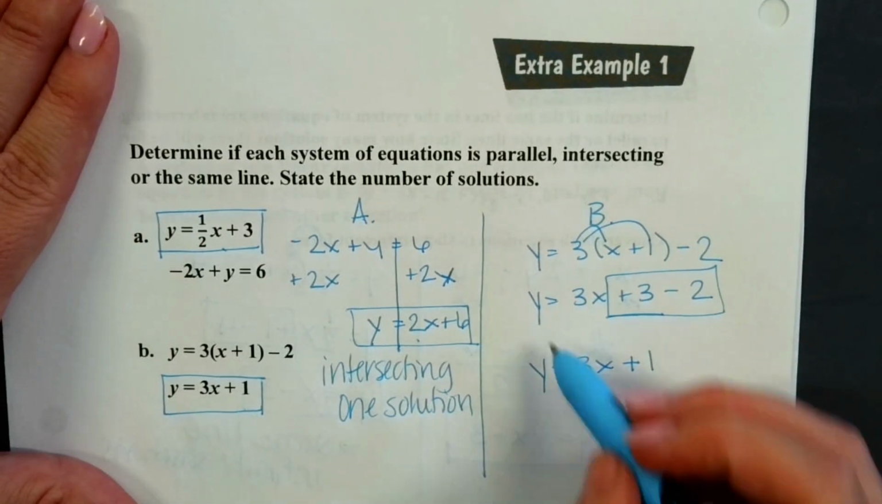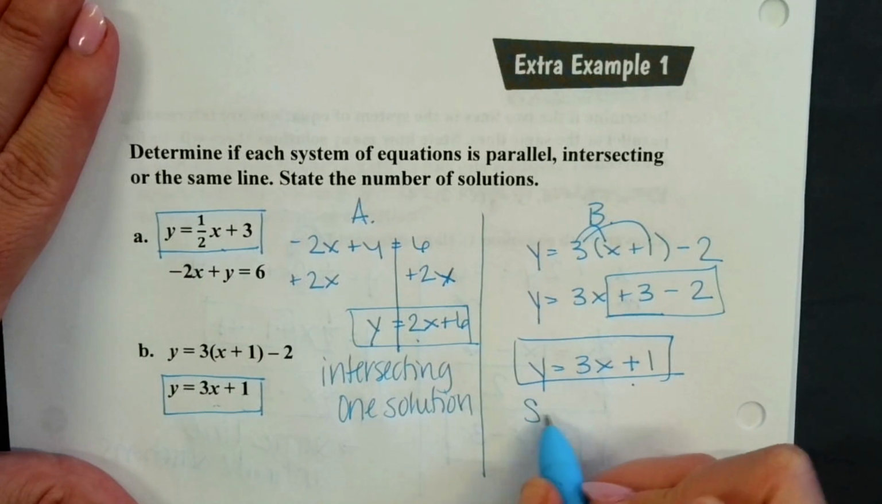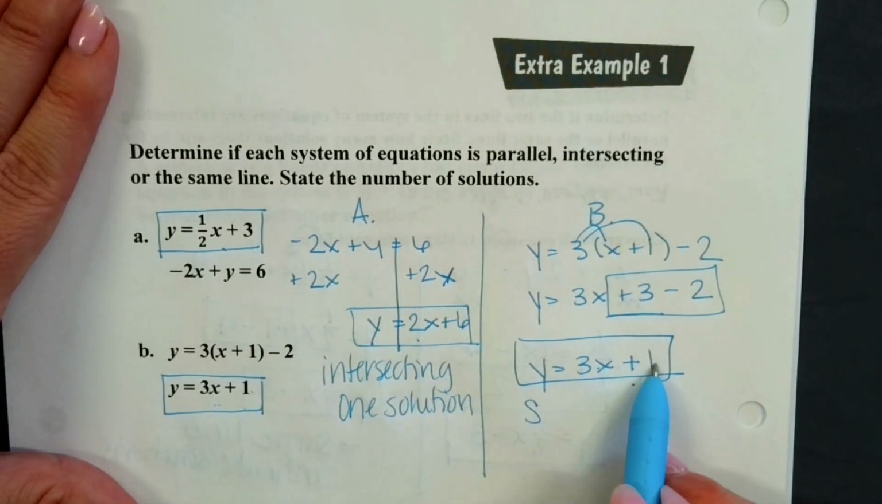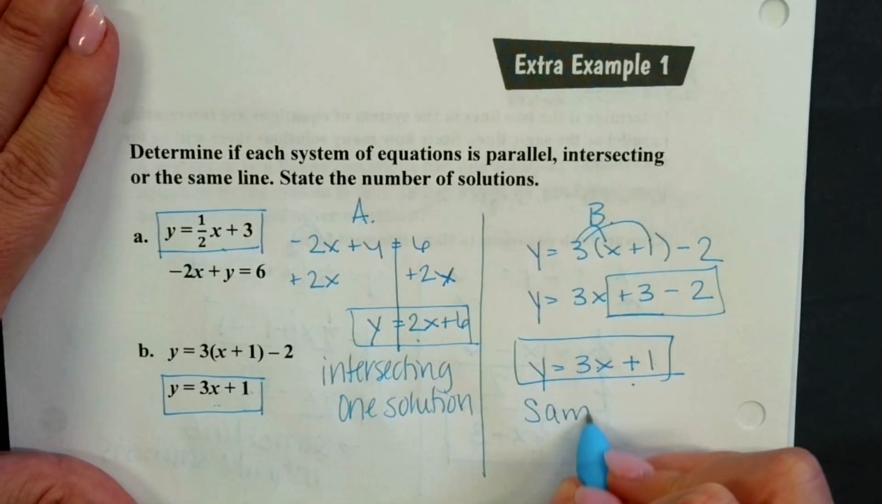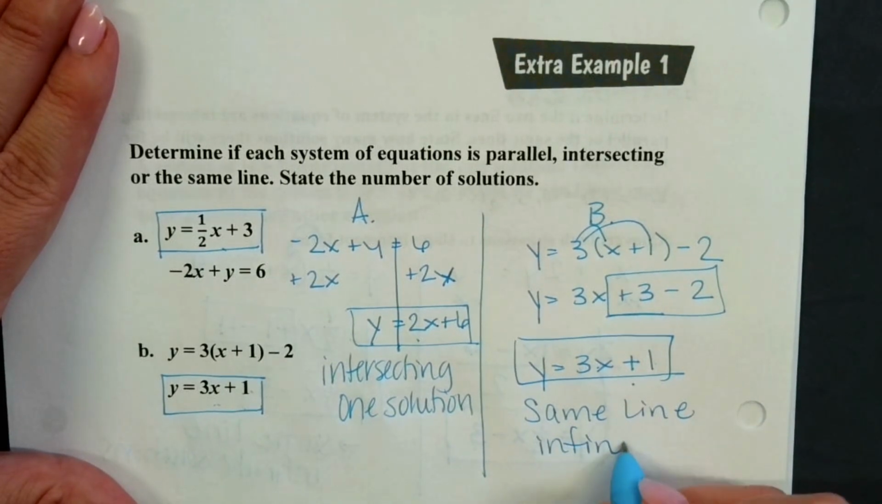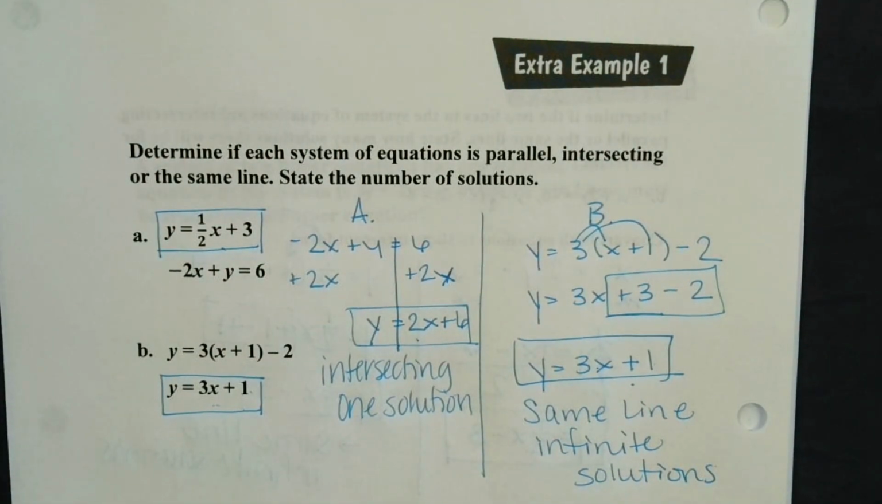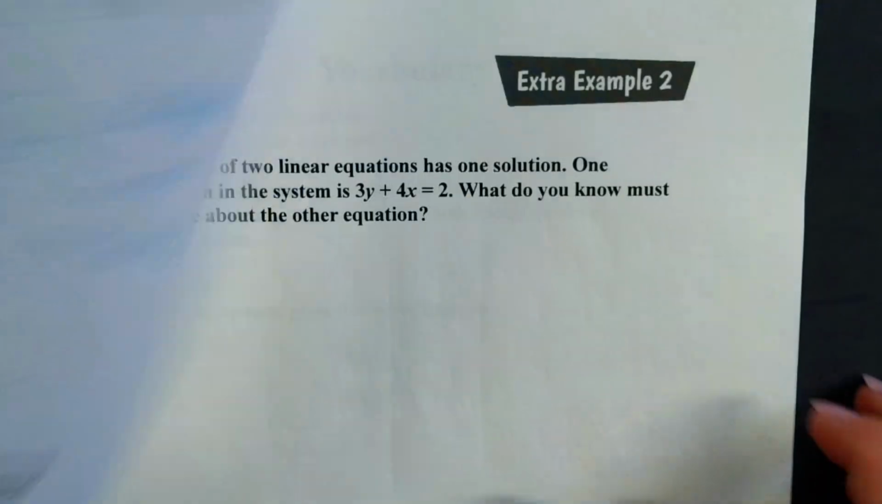All right, these are the two I'm comparing. What can you tell me? Same slope, same y-intercept, so it's same line, infinite. Is this making sense so far? Yes, okay. All right, let's go to the next page. Almost done.